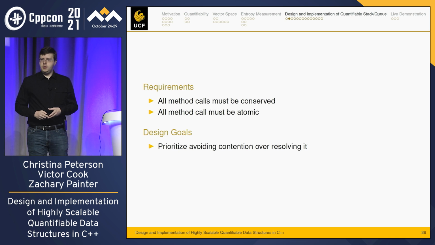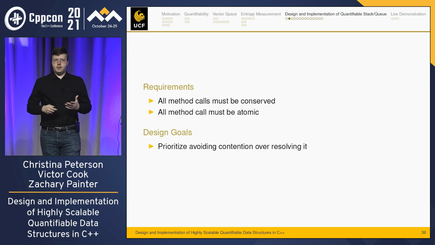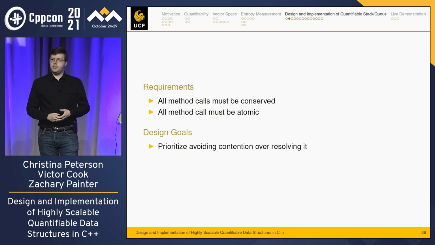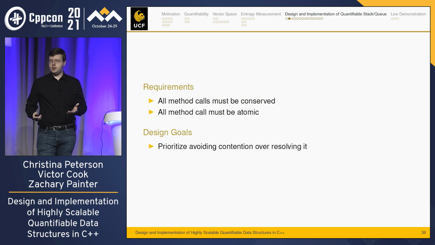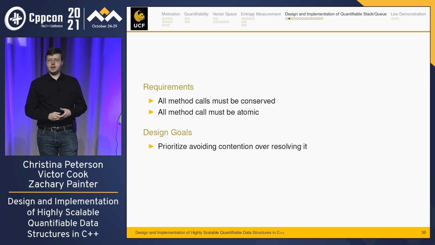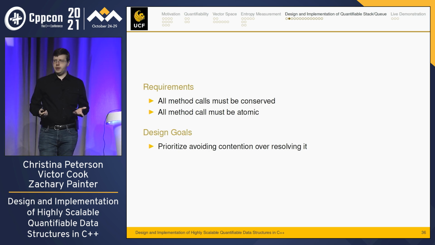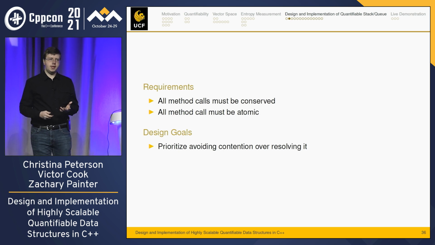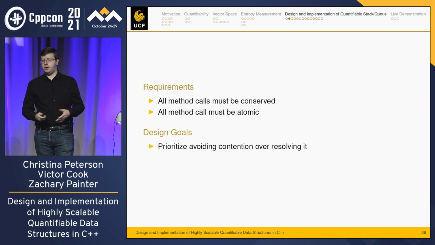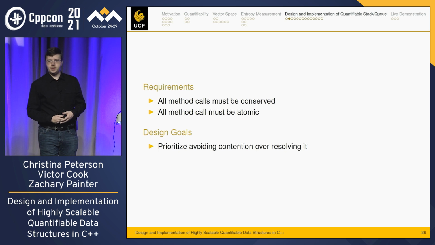So going back over the quantifiable conditions, what is required? We need to make sure that all method calls are conserved. Since in this case we're designing a stack and a queue, the case that we're looking at is a pop on an empty stack or queue. Typically that'll return null. To conserve that, we need a way to make sure that the pop actually always returns something. And we'll talk about how we do that.